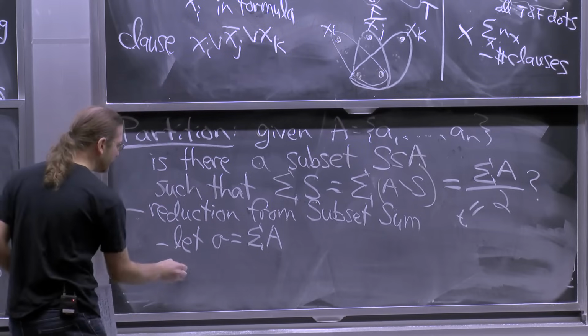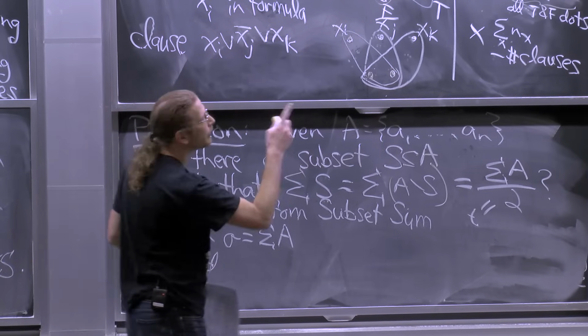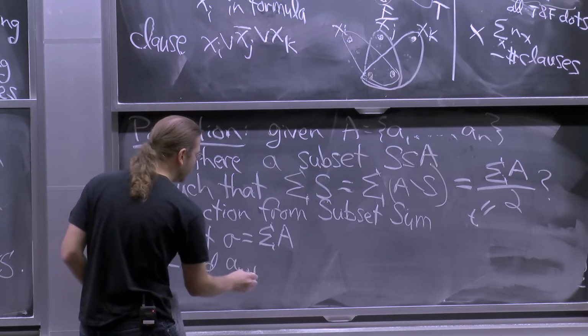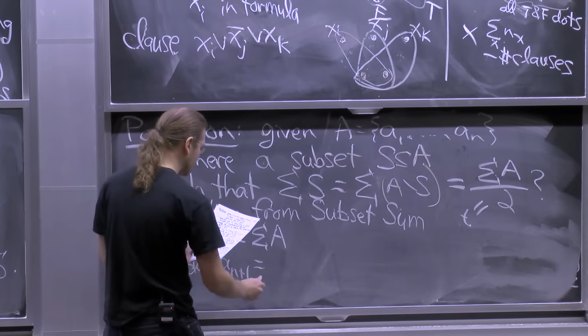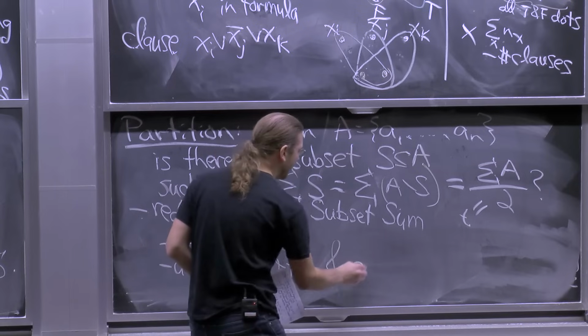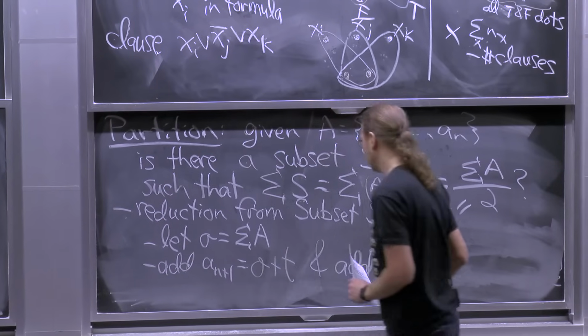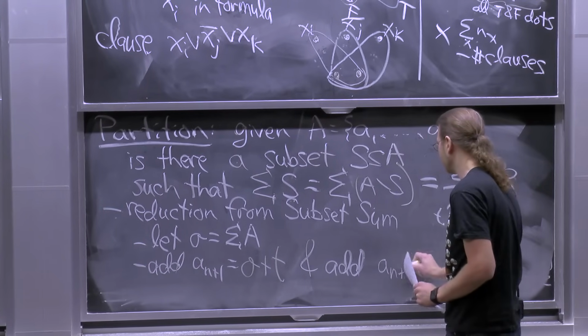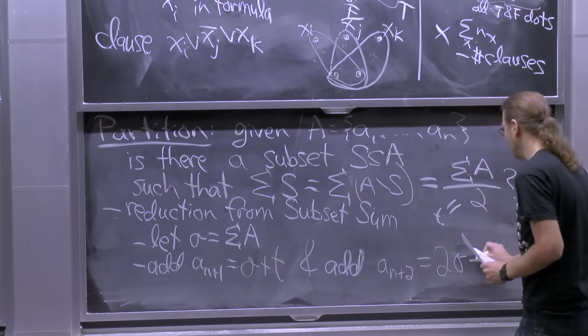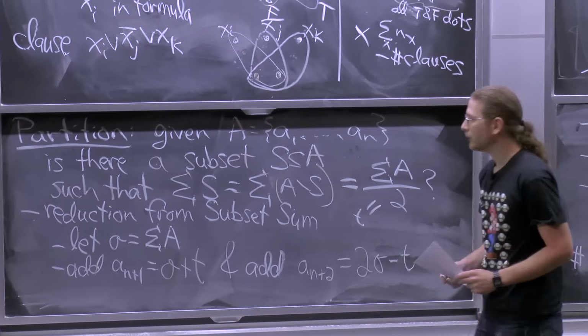Okay? And then I'm going to add, so I'm given a_1 through a_n. I'm going to add a_(n+1) to be sigma plus t. And I'm going to add a_(n+2) to be 2 sigma minus t. Okay.